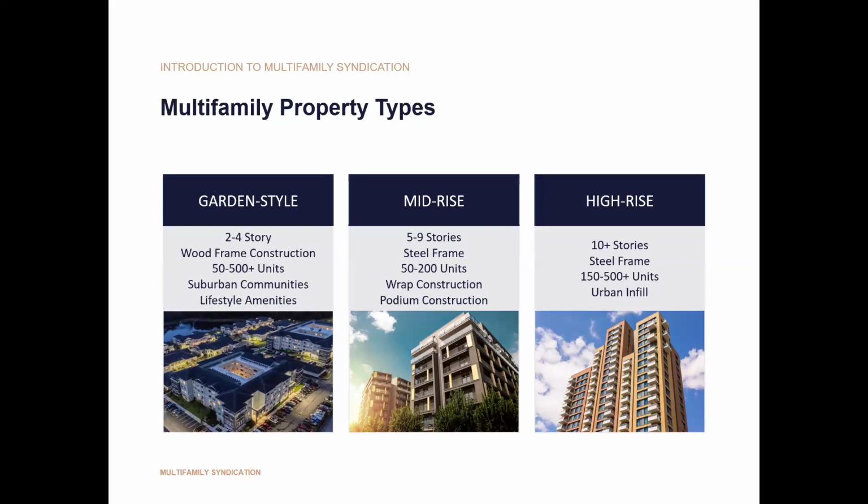But you'll see these garden style communities and suburban communities. A lot of these communities come with lifestyle amenities. Very popular product type. Then you have mid-rise, so 5 to 9 stories. Maybe it's steel frame, 50 to 200 units. And your high-rise buildings, 10 plus stories, steel frame, again, in urban infill.